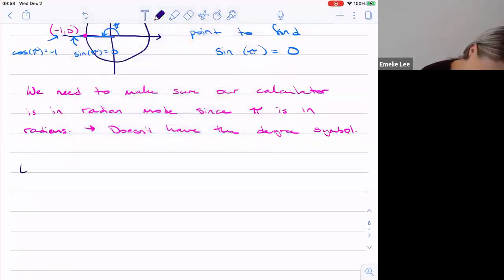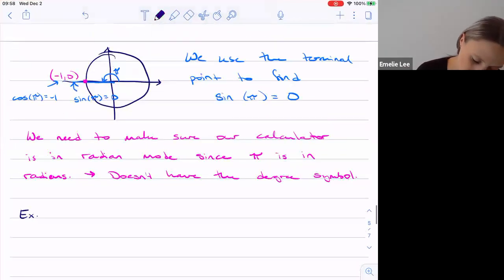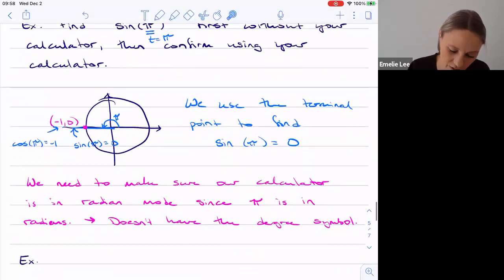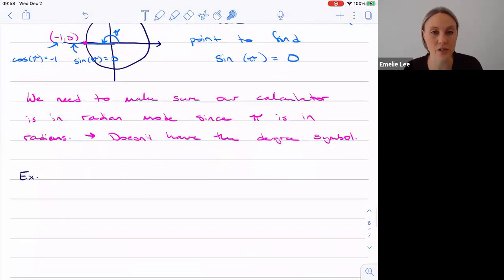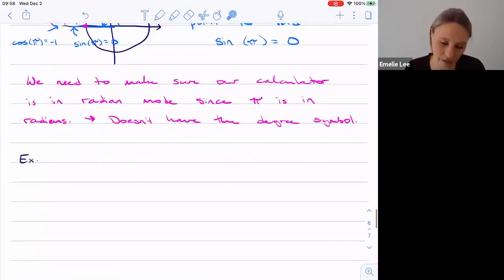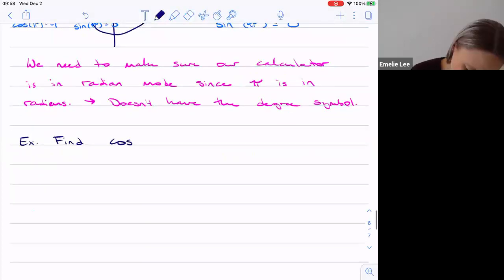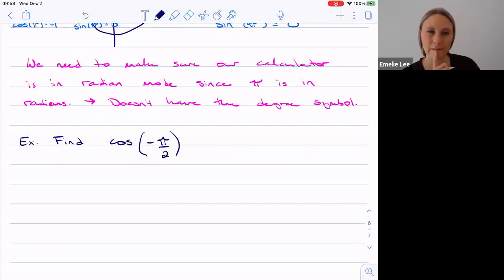What if we had to find, so now, right here, I kind of walked you through it, sine of pi, and then confirm it using your calculator. Now we're just going to do it by hand, and we'll check with our calculator briefly, but find the cosine of negative pi over 2.